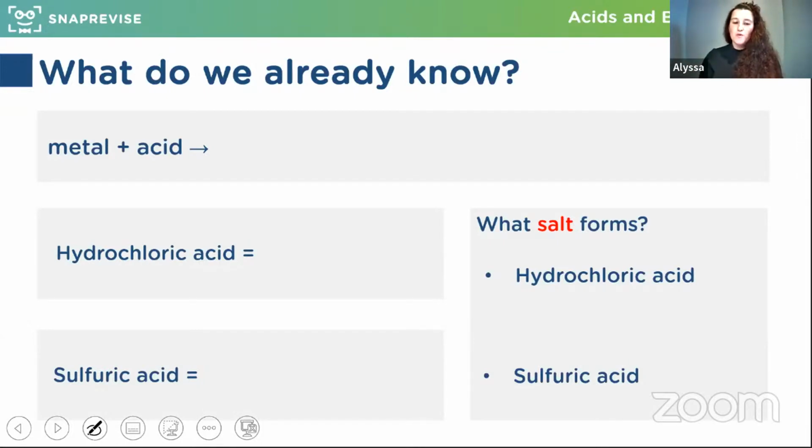So what do we already know? What do we remember from Key Stage 3? Because hopefully you would have done most of this at Key Stage 3. What do we remember? What do we therefore need to know for GCSE? So something that we learn at Key Stage 3 is a general equation for metal plus acid. What is made when you combine a metal and an acid together?